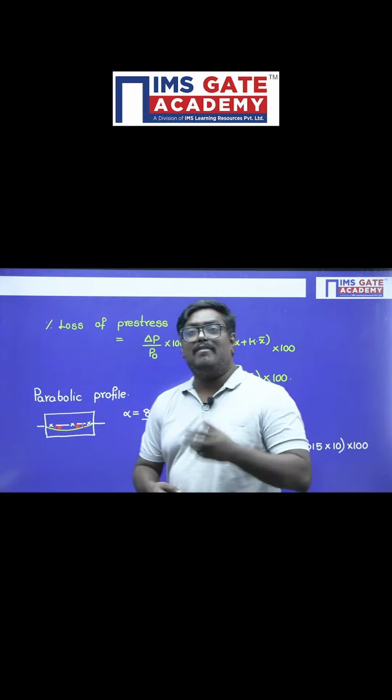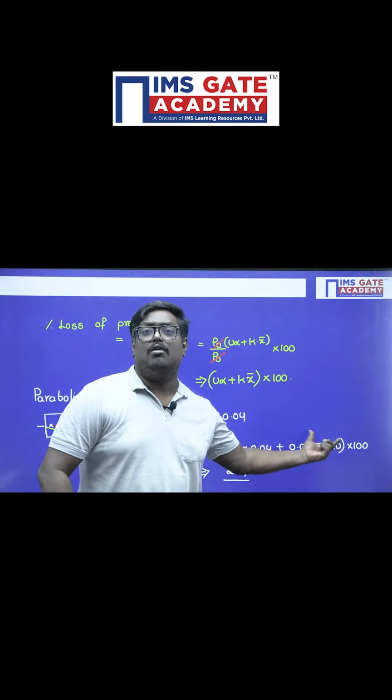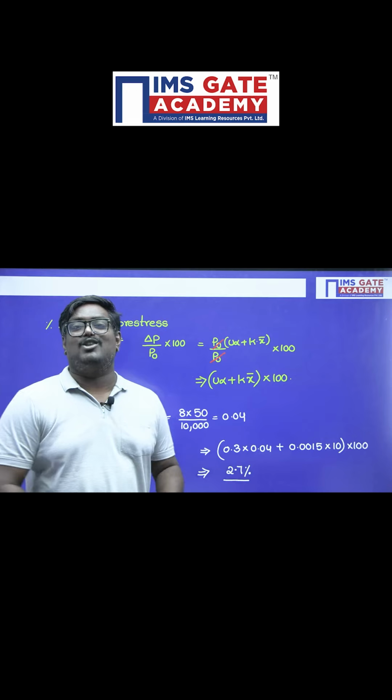Now we know the values of mu, alpha, K and X. By plugging these values into the formula, we got the percentage loss as 2.7.